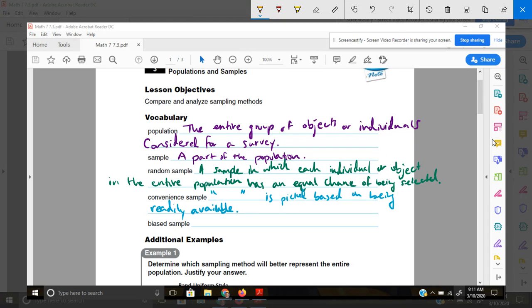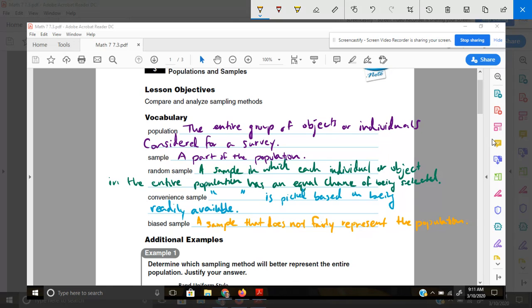And lastly, a biased sample is a sample that does not fairly represent the population.